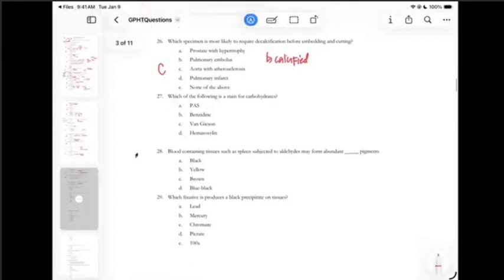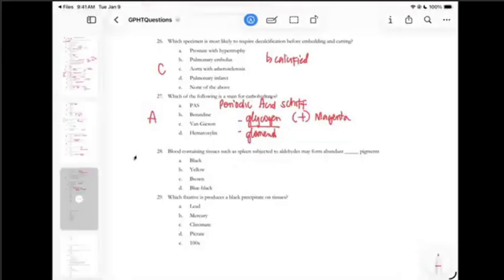Number 27, which is a stain for carbohydrates. So, this is letter A, pass. So, that is your periodic acid shift. Okay, so the periodic acid shift would be useful for the demonstration of glycogen. So, ang positive result niyan would be magenta. Okay, so your periodic acid shift. We also use your pass for the glomerular basement membrane. Okay, yung ating pass. No?